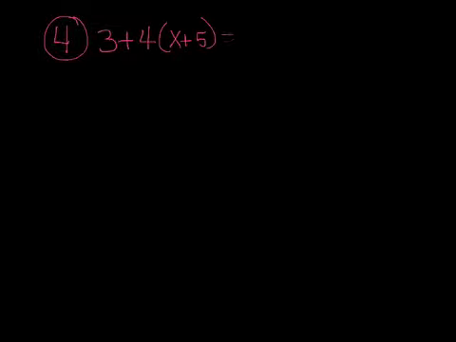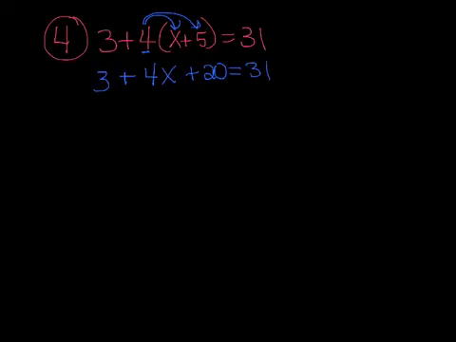So our second type of problem for this section has to do with using the distributive property. If you remember, the distributive property means that if you have something like this 4 right here, you are going to take that 4 and multiply it by everything inside those parentheses. So we're going to get 3 plus 4x plus 20 equals 31.